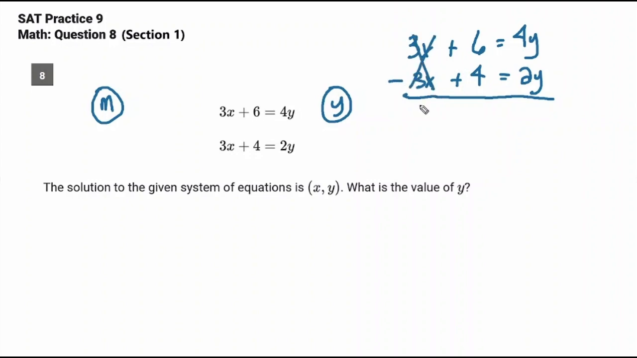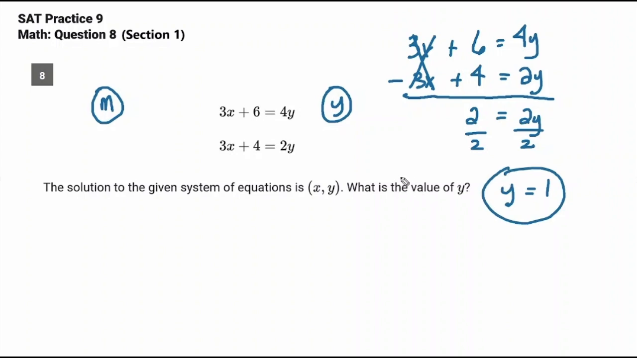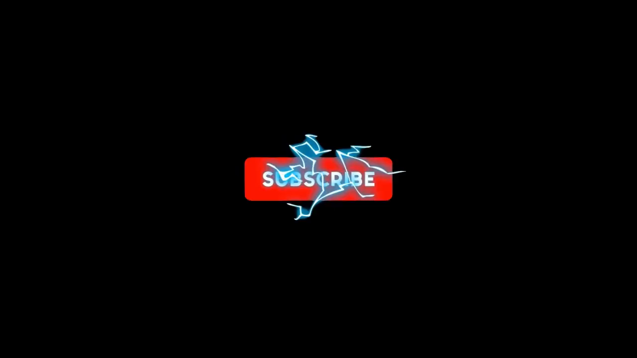Let's just subtract, because if we subtract, these 3x's go away. 3x minus 3x is 0. 6 minus 4 is 2. 4y minus 2y is 2y. And now, 2 equals 2y, anyone can do that. Divide by 2, both sides. y equals 1. And that's it. That's the answer. Get this right real quick and move on.